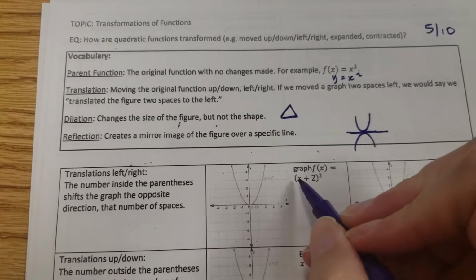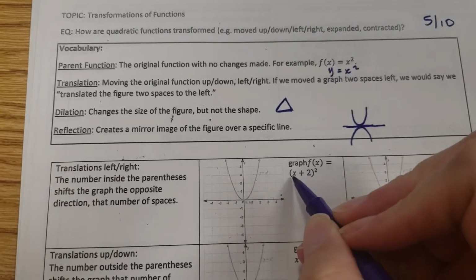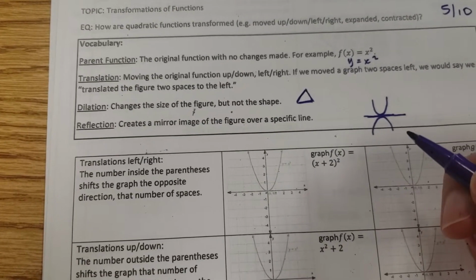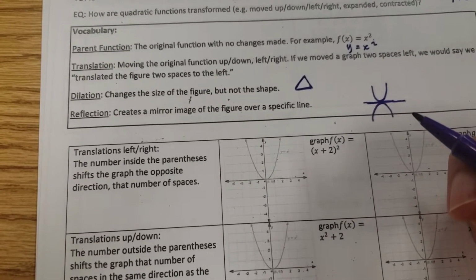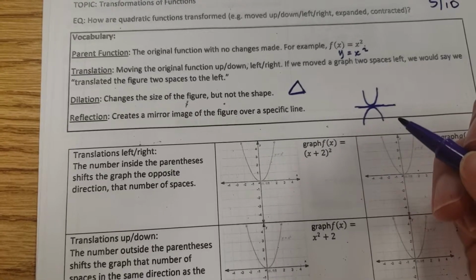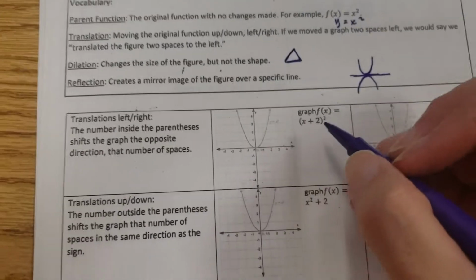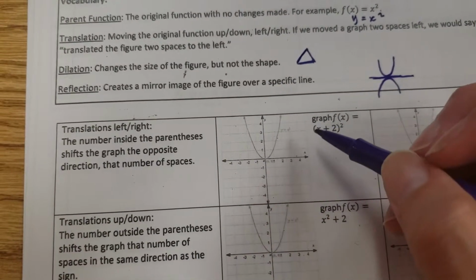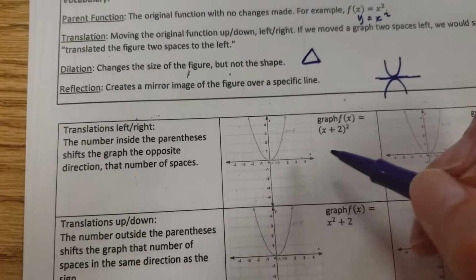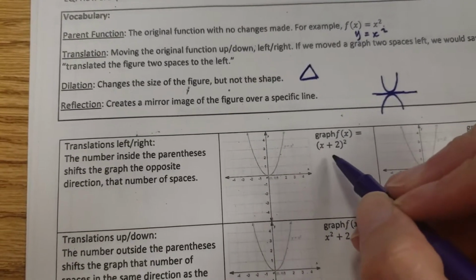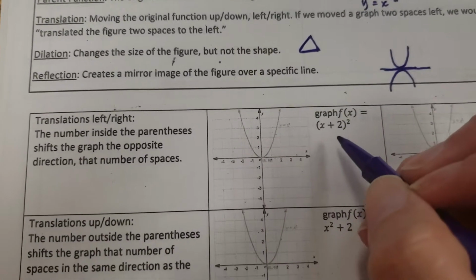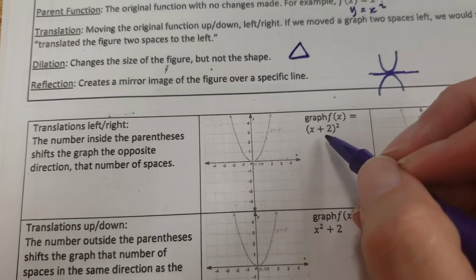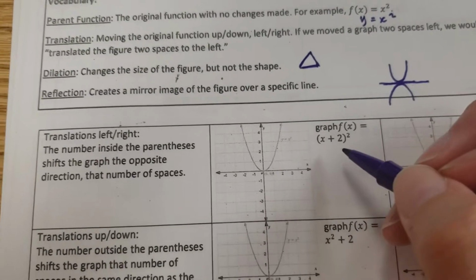So everything that is near, around, grouped with the x squared kind of creates like a portal to opposite land. Okay, so the number inside the parentheses shifts the graph the opposite direction, that number of spaces. So logically, we would look at this one and we would say, oh, well, we're going to shift the graph of x squared, which is what this is. Well, this is plus 2, so we're going to shift it right 2 spaces.